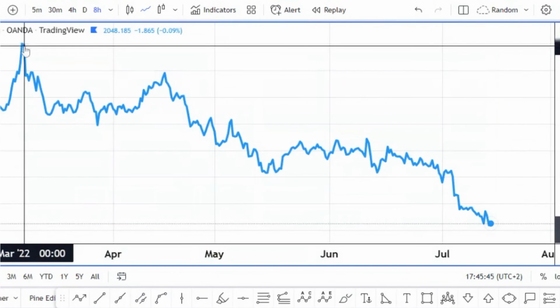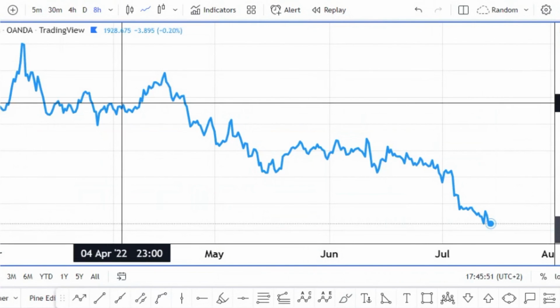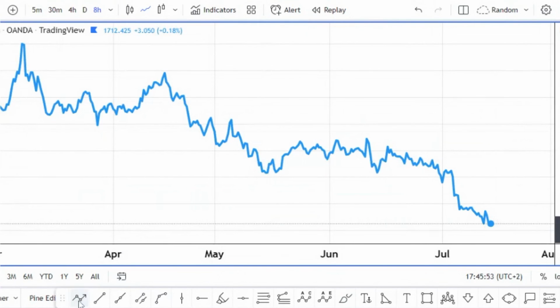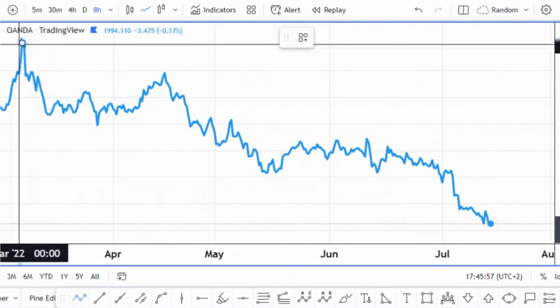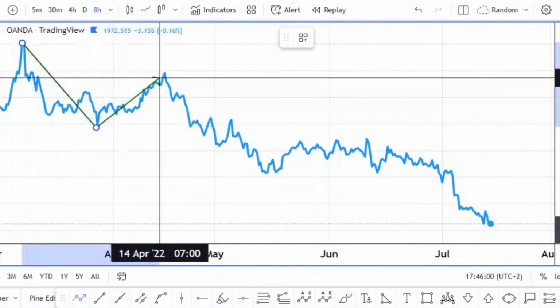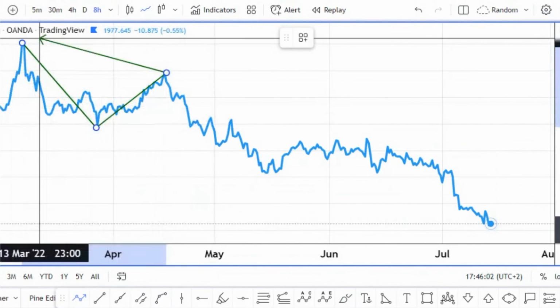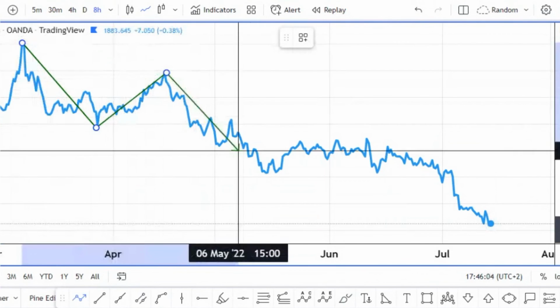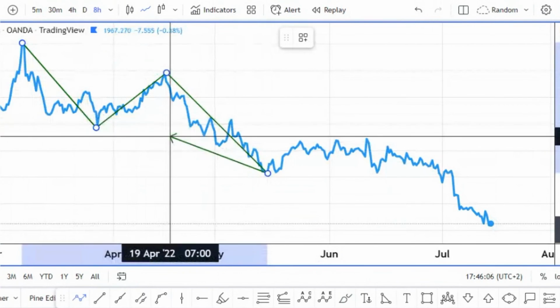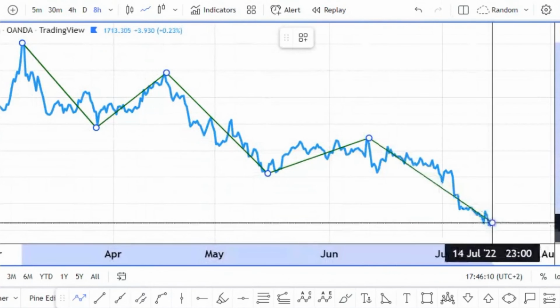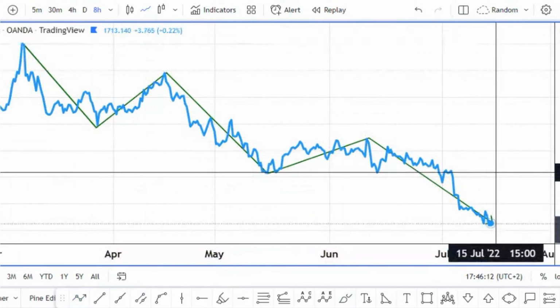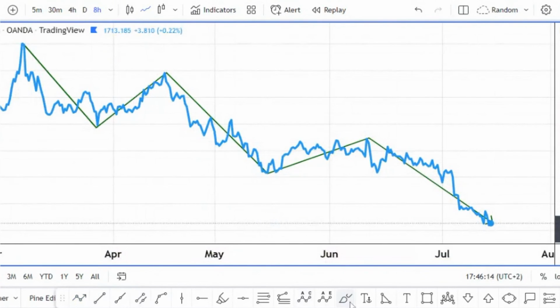However, if you don't want to depend on your naked eye, if the example is much harder than this, what do you do? You simply draw the highs and lows. So this is a high, this is a lower high than the previous one, a lower low than the previous one, another lower high, another lower low. That's quite simple. Really, really easy.